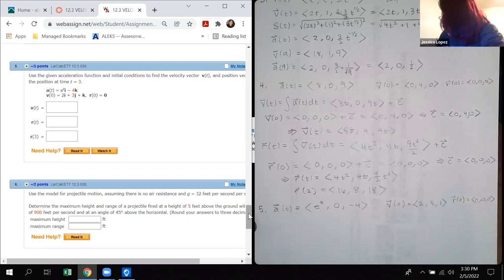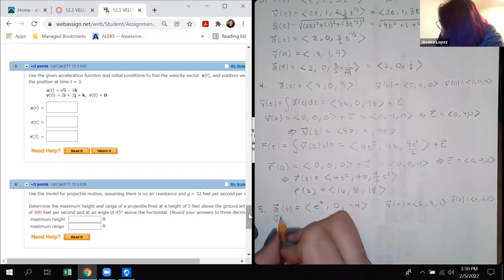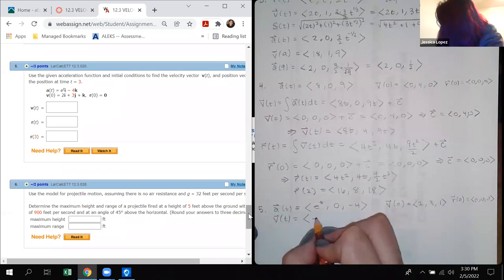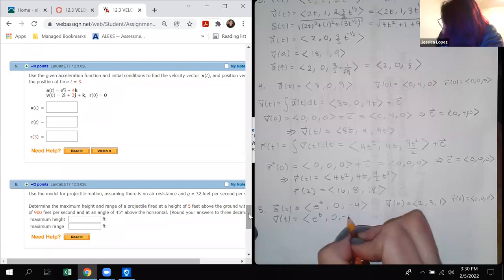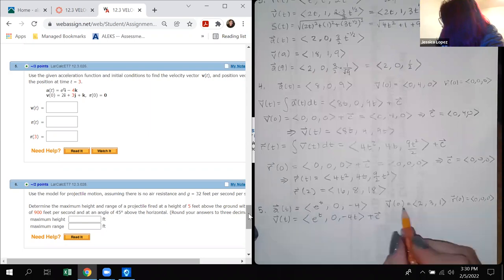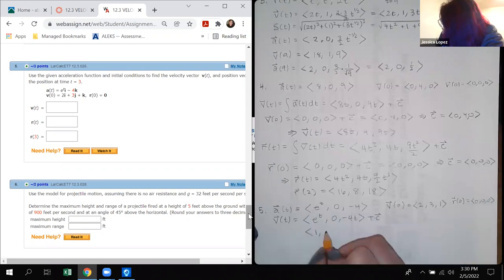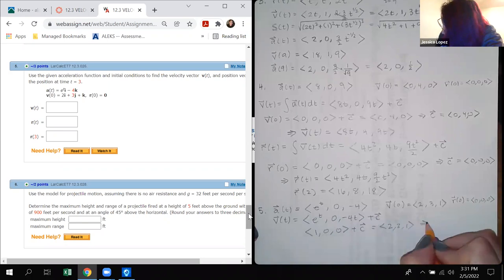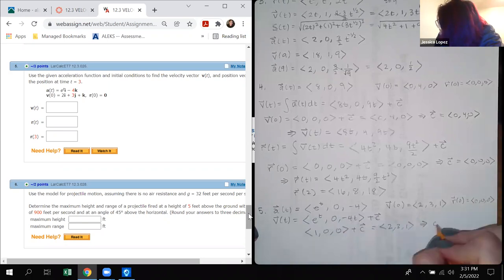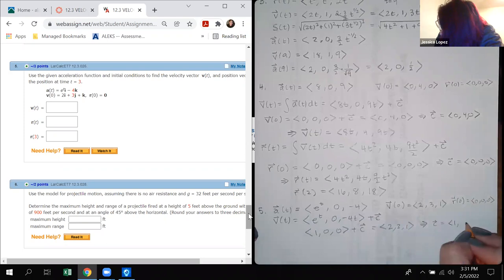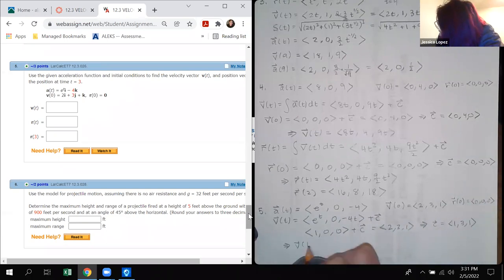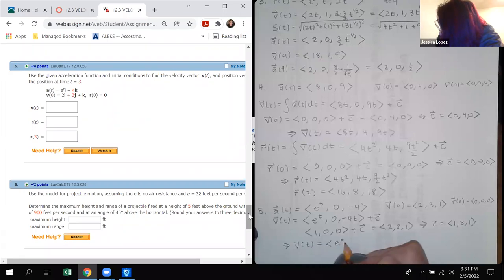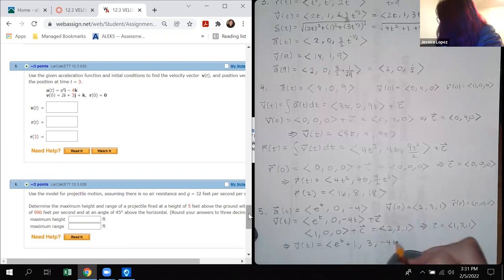Okay, let's keep going. So v of t is going to be the integral of all of these: e to the t, 0, and negative 4t, plus C. If I plug in 0, I'm going to have 1, 0, and 0, and that's supposed to come out to 2, 3, 1. So when I subtract this over, 2 minus 1 is 1, 3 minus 0 is 3, and 1 minus 0 is 1. So that means my velocity vector is going to be e to the t plus 1, 0 plus 3 is 3, and negative 4t plus 1.